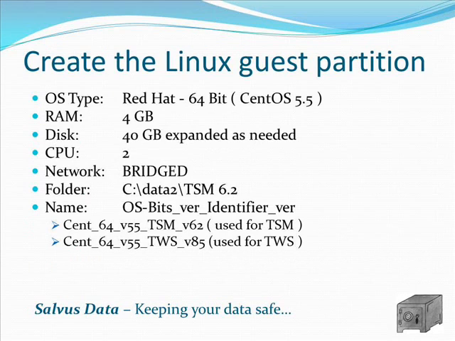On this slide, we see the configuration characteristics of a VirtualBox Windows guest partition, which will be used for the TSM install. The OS type is configured as Red Hat 64-bit, but we are going to use CentOS for our install. The partition will have 4 gigs of RAM, and it will have 40 gigs of disk. We will assign 2 CPUs to this partition, and the network type will be modified from NAT to bridged.